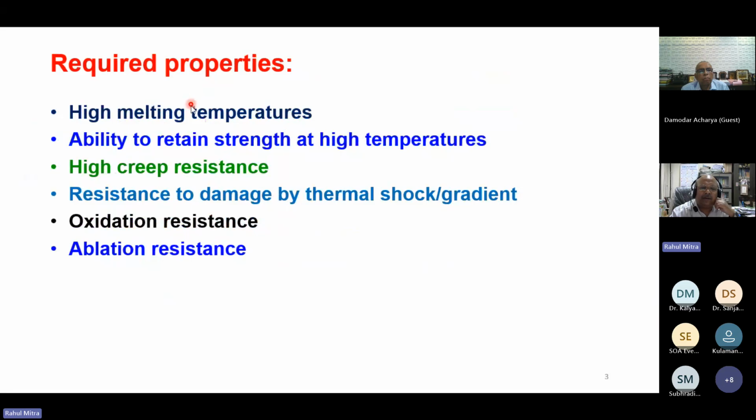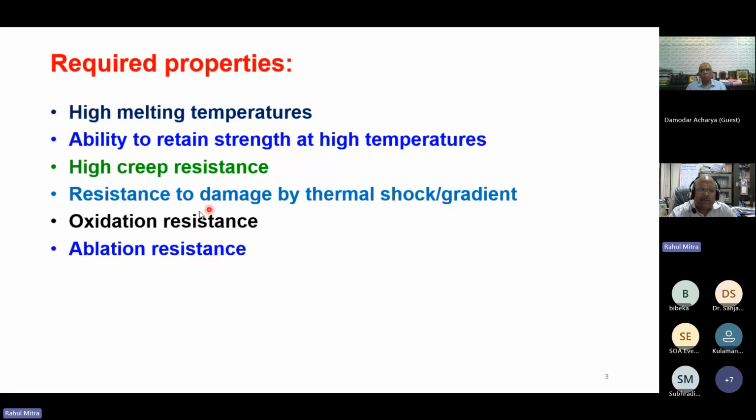The major requirement when we talk of high temperature materials is high melting temperature, because close to melting temperature, materials become soft. So we need materials which have very high melting temperatures, and which are able to retain strength at high temperatures. Another important property is high creep resistance. Creep is a property at high temperature, which is basically time-dependent deformation. If the material can retain its strength at high temperature, its creep resistance is also increased. It should also be able to resist damage by thermal shock and gradient, because often these materials are exposed to thermal gradients: one side is at high temperature, the other end is at lower temperature, or there is repeated heating and cooling. It should not fail under such conditions.